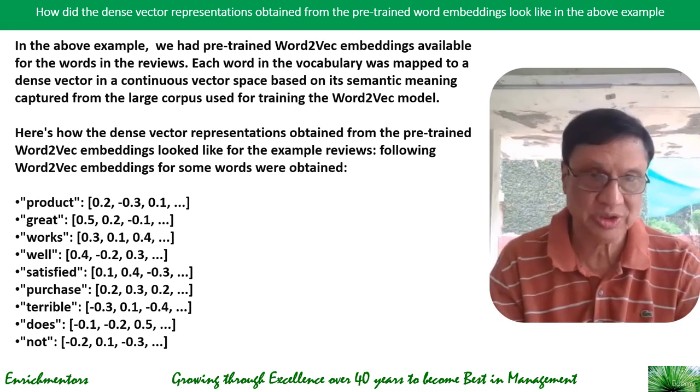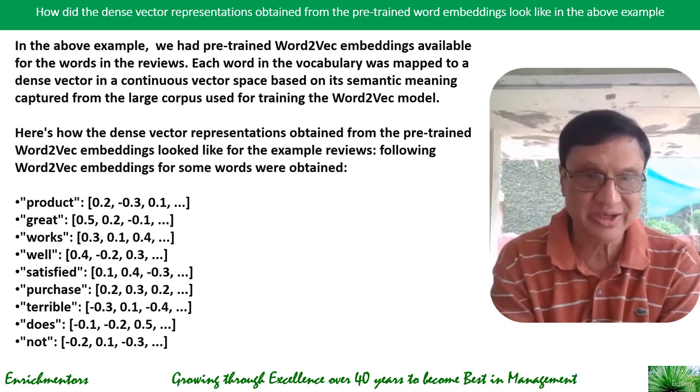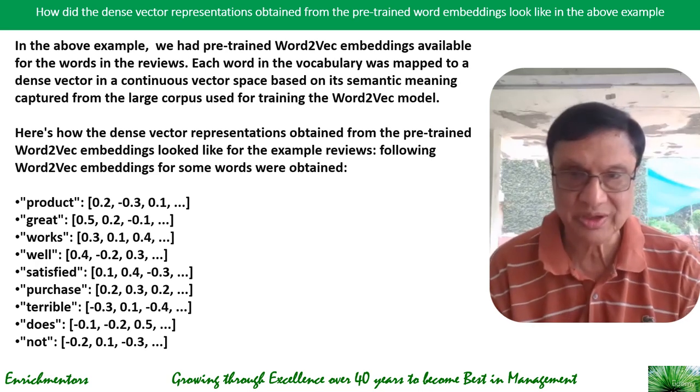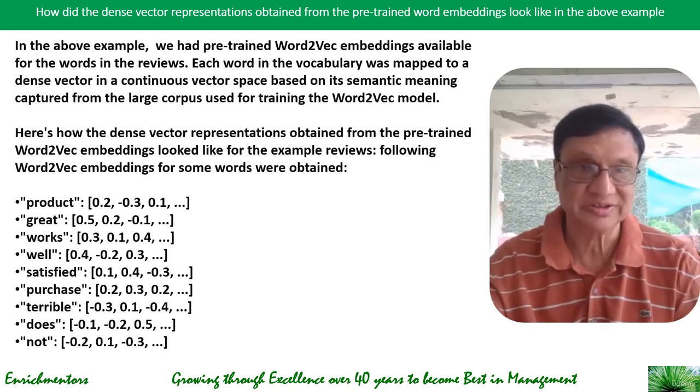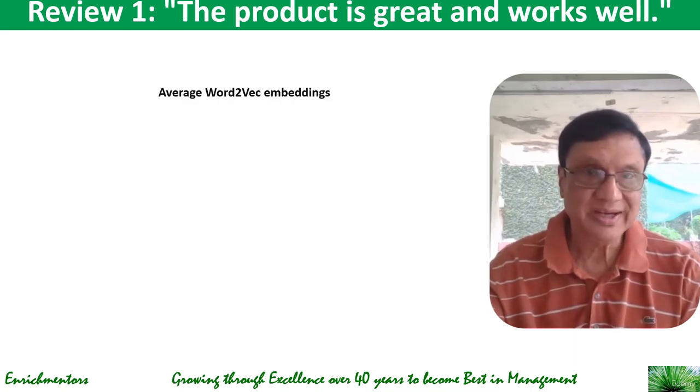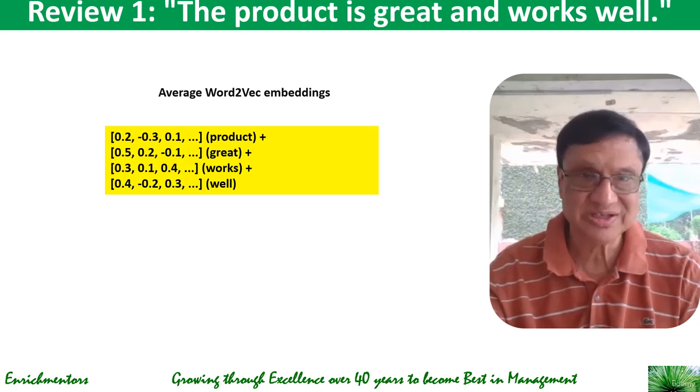So we have each word, how the word embedding looks like, and now we can use that to obtain the dense vector for each review. Here we are assuming that the words not present in the pre-trained embeddings were represented by zero vectors. The first one was review one, the product is great and works well. In that case, the average word2vec embeddings were like these. The word "the" was left out: product, great, works, well.